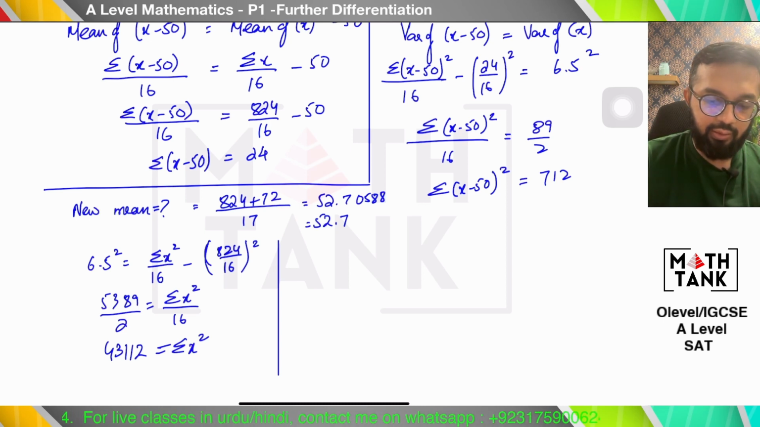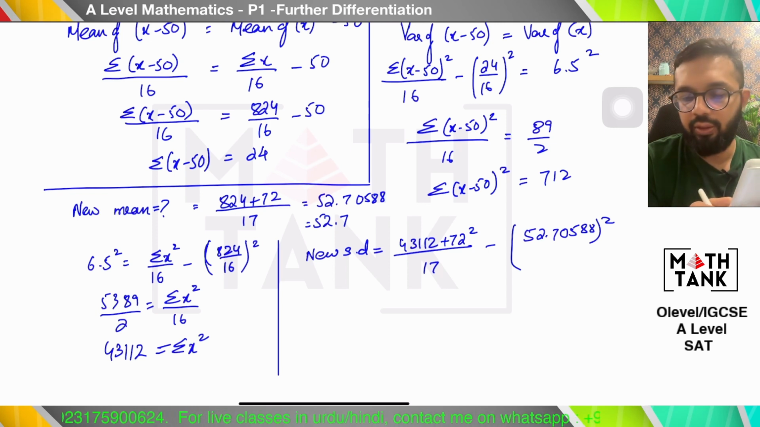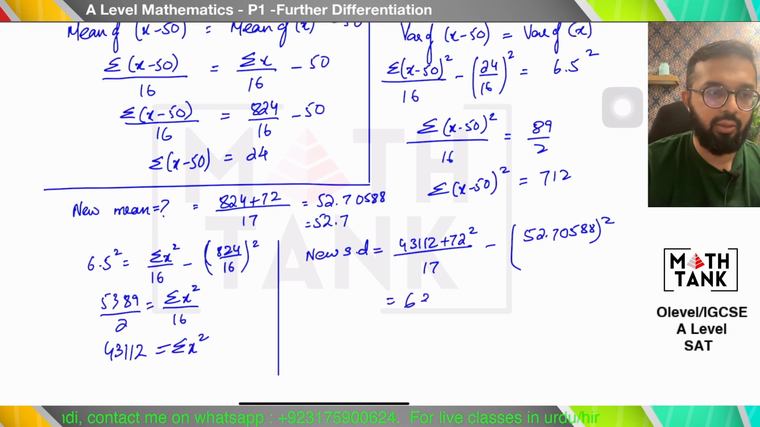Then the new standard deviation would be 43112 plus this new person got 72, over 17, minus the new mean. What would be the new mean? Did I just find that out? Yes. So 43112 plus 72 squared, divided by 17, minus 52.70588 squared. I'm getting 63.